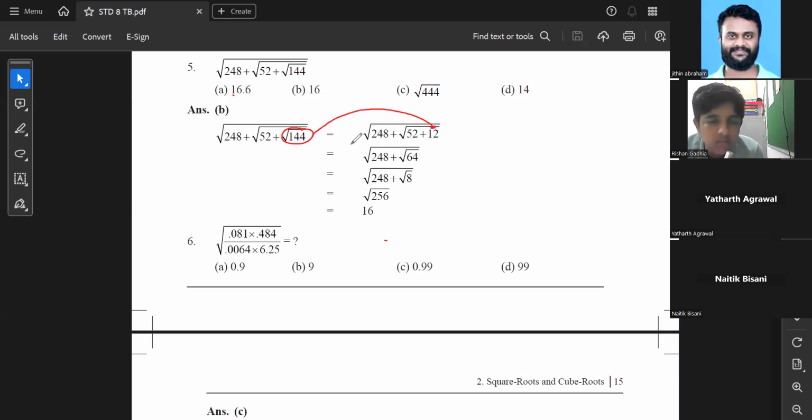So I wrote 12. Then 52 plus 12, I got 64. Now previously this square root was shared by two numbers, 52 and 12, but after adding both, now there is only one number. Now the square root is purely for 64. So directly I will write 8, not square root of 8. This is wrong. I'll write it as 8. Now what I have is 248 plus 8. Adding both, directly I get 256. Now this square root is for it alone, and directly take the square root, that is nothing but 16 in this case. So my answer is going to be 16. Do you see my point?